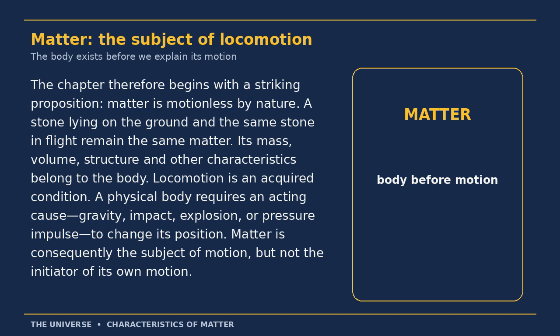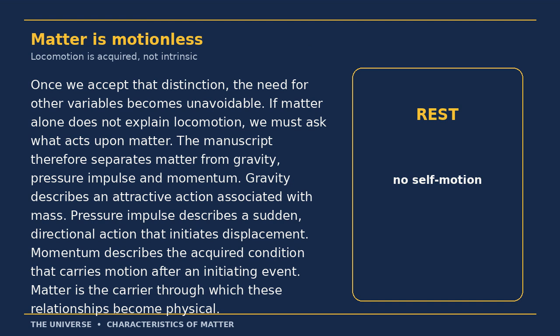Once we accept that distinction, the need for other variables becomes unavoidable. If matter alone does not explain locomotion, we must ask what acts upon matter. The manuscript therefore separates matter from gravity, pressure impulse, and momentum. Gravity describes an attractive action associated with mass. Pressure impulse describes a sudden, directional action that initiates displacement. Momentum describes the acquired condition that carries motion after an initiating event. Matter is the carrier through which these relationships become physical.